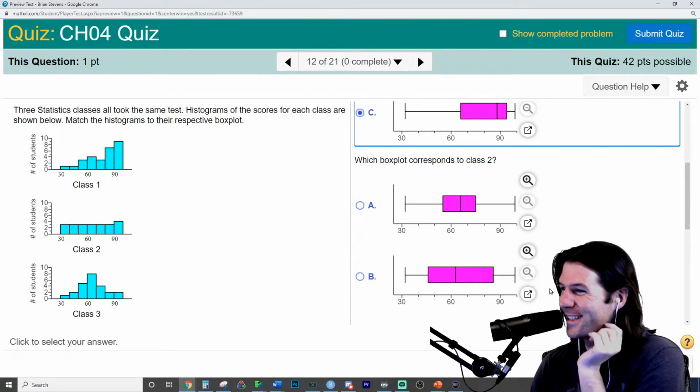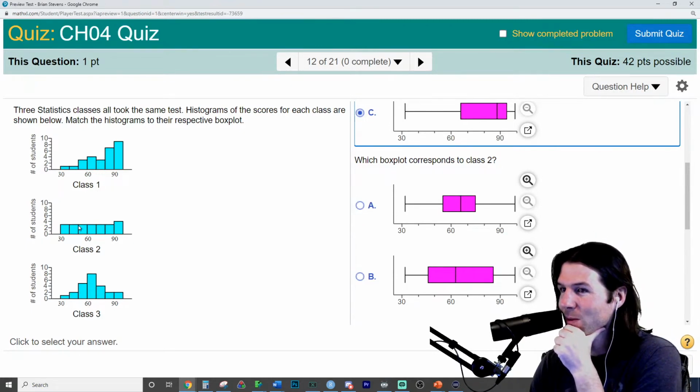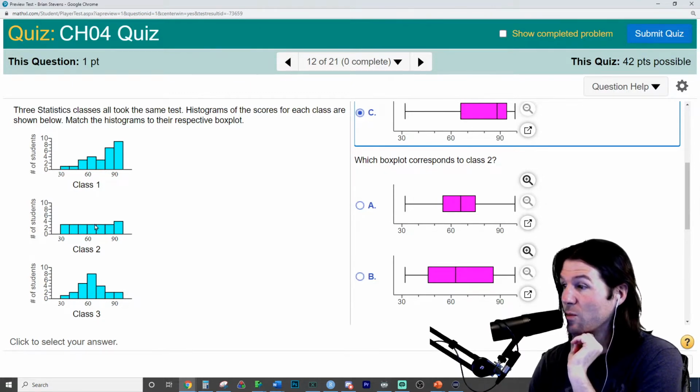And so, Charlie, good to see you here, Charlie. So we're talking about this class right here. Does this class have a larger spread or a smaller spread? Think about the sandcastle example. Here's your sandcastle. Here's your smashed down sandcastle. Does this have the larger spread or the smaller spread? Look at this. Is this spread out more or less than this one? Which one is more spread out across the number line?